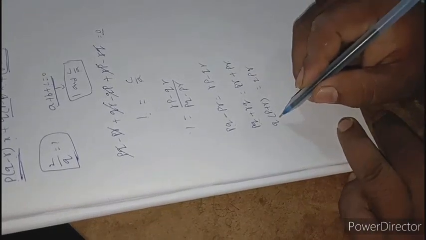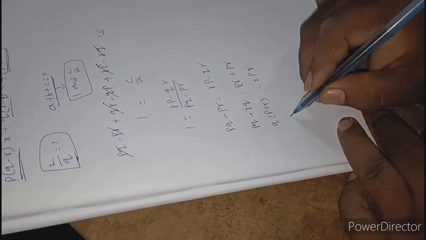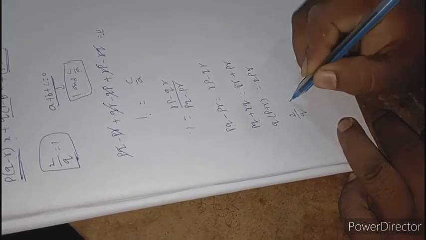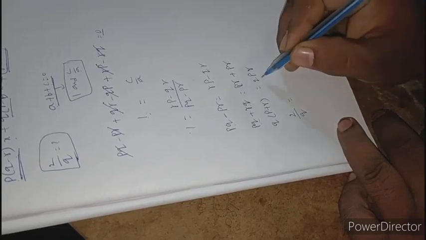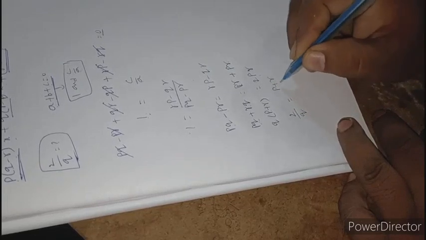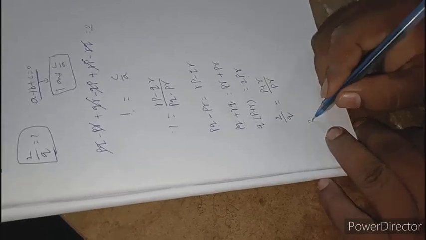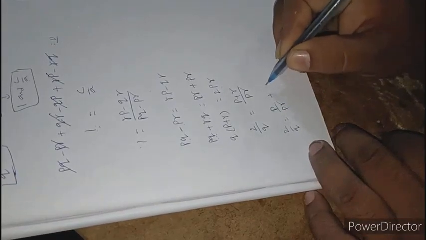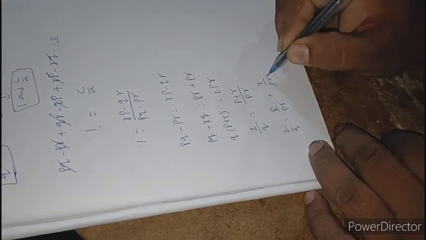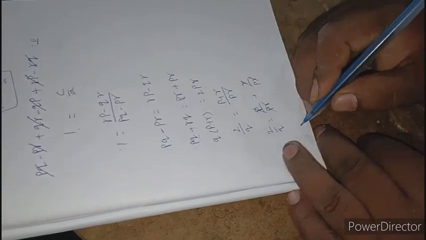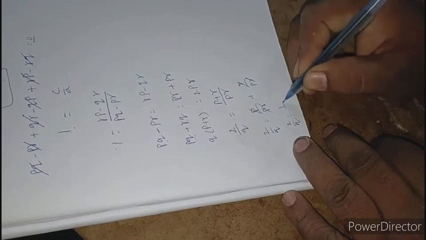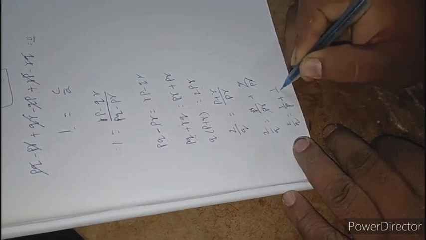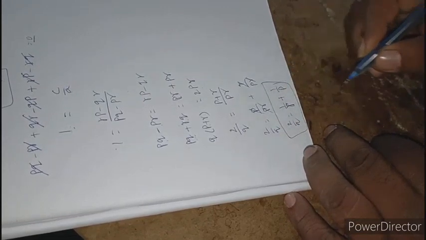They are asking for the value of 2/q, so 2/q equals (P plus R) by PR. Therefore 2/q equals P by PR plus R by PR. R cancels, P cancels. Therefore 2/q equals 1/R plus 1/P. This is the required condition.